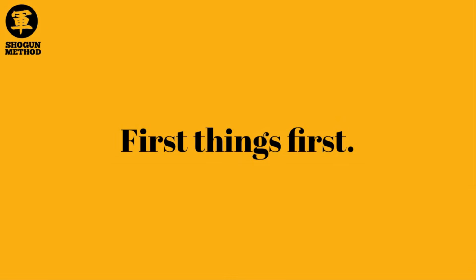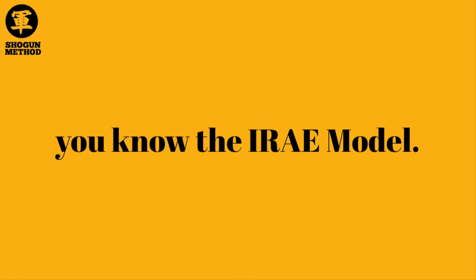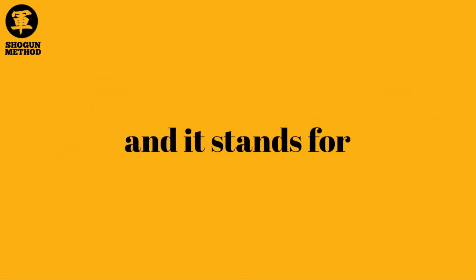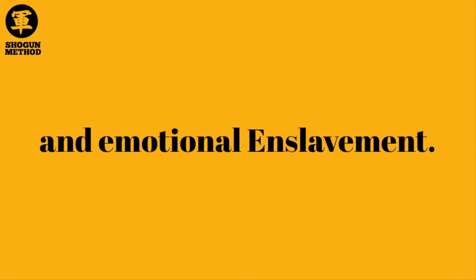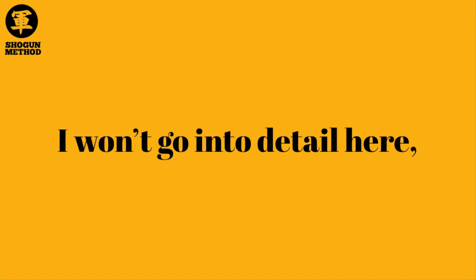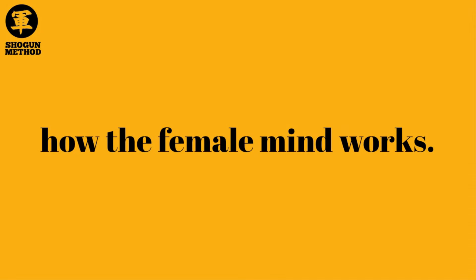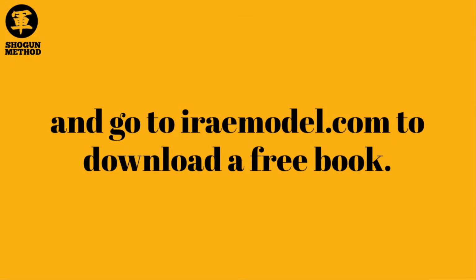First things first, if you've been around Shogun Method long enough, you know the Rake model. Rake is a 4-step sequence of how any woman falls in love with a man, and it stands for intrigue, rapport, attraction, and emotional enslavement. I won't go into detail here, but you must understand the Rake model if you want to know how the female mind works. Pause this video and go to irakemodel.com to download a free book. Come back here because we'll wait for you.